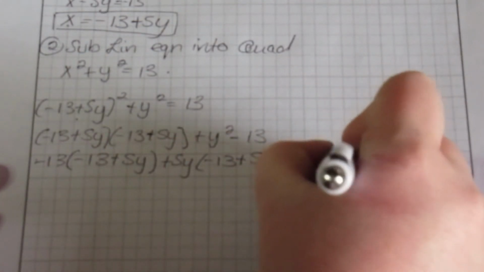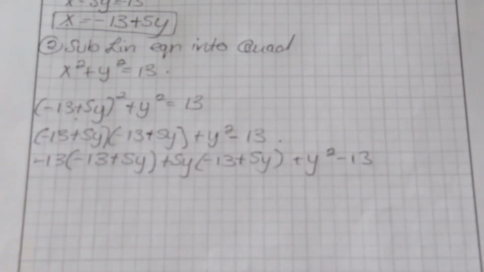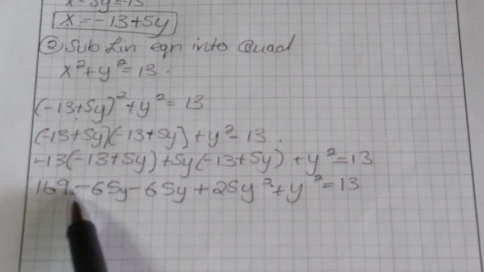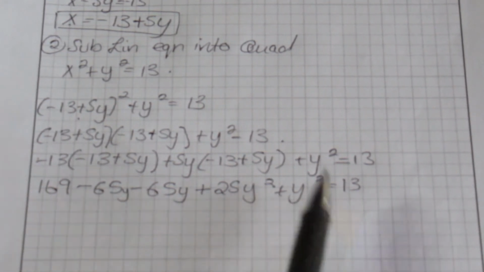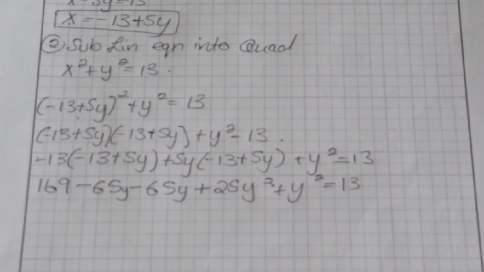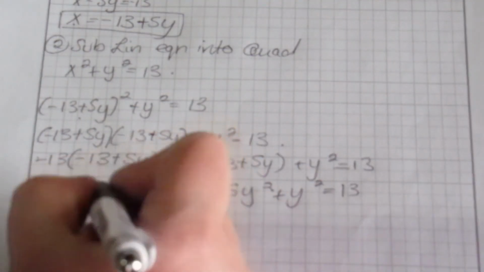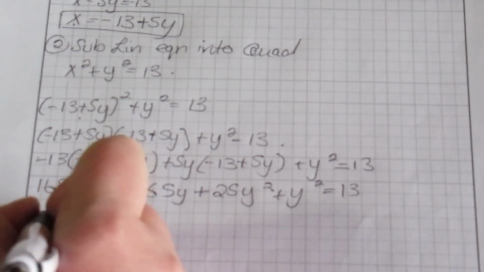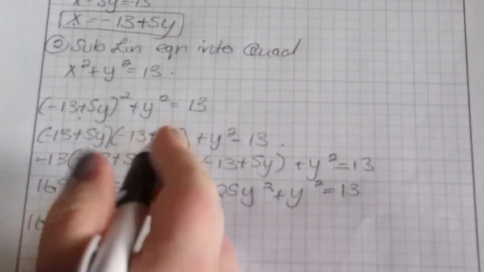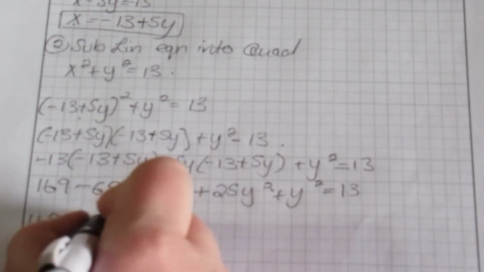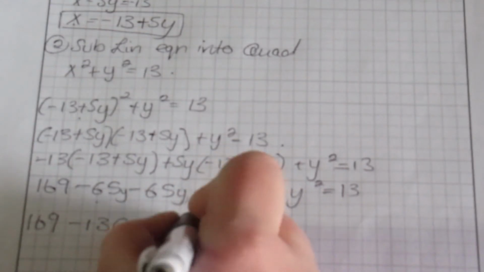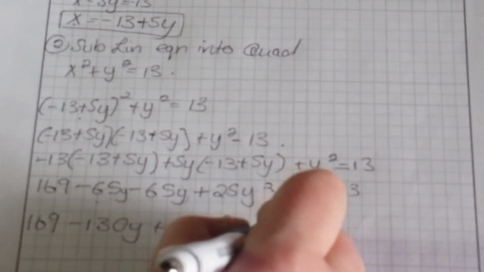And again, carry everything across with you. When I multiply that out, I get this line here. Again, just keep tidying up until you get down. So let's keep tidying up. So 169, this gives me 130y plus 26y squared equals 13.